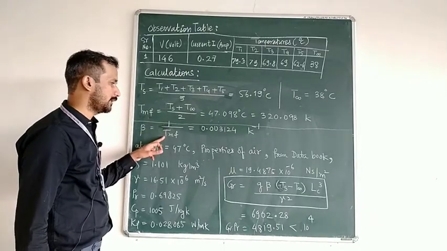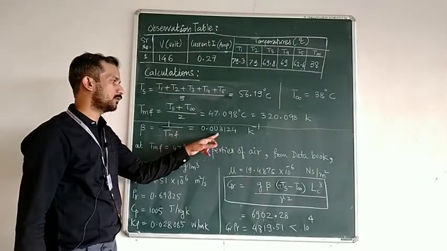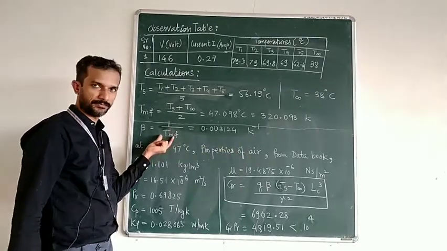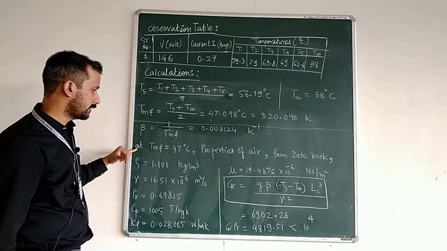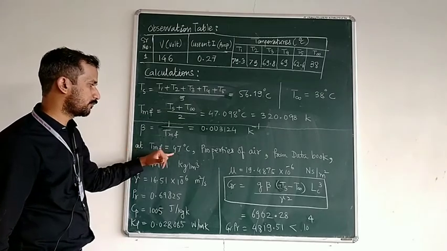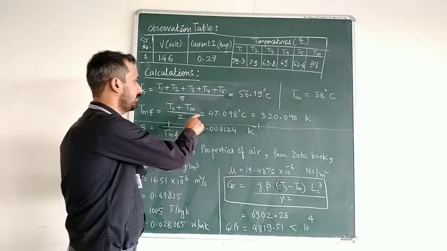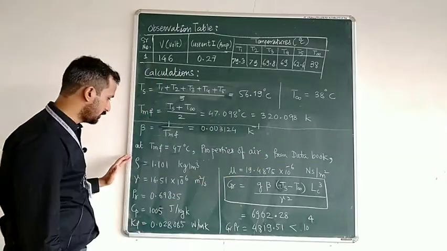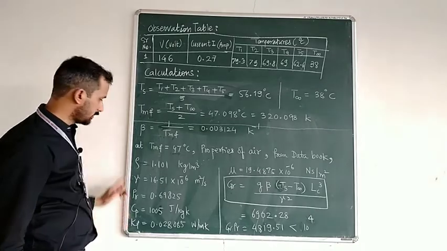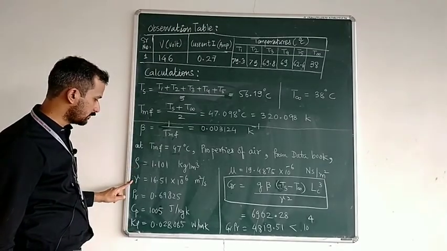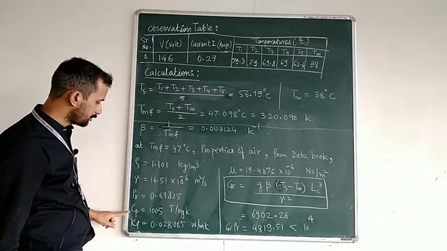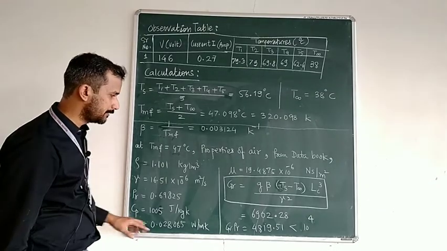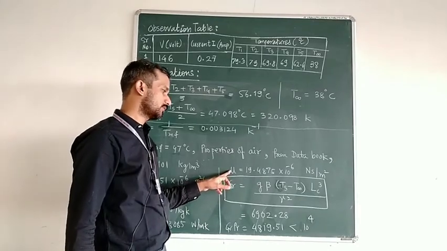That is 1 upon TMF, which is 0.003124 Kelvin inverse. This value must be in Kelvin. Once we have beta, we have to find the properties at 47 degrees Celsius, that is TMF, from the properties of the air in the data book. I have obtained those properties from the data book: density, kinematic viscosity, Prandtl number, Cp, fluid conductivity, and then dynamic viscosity.